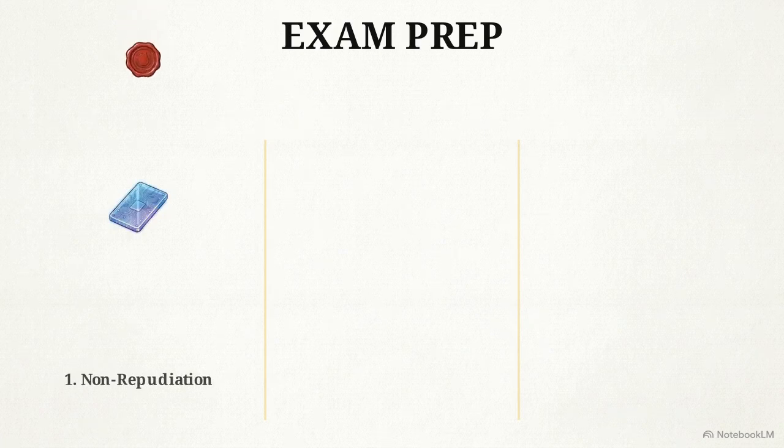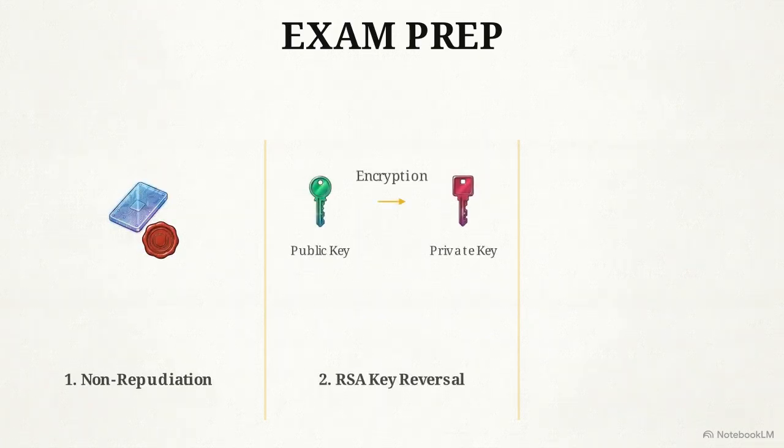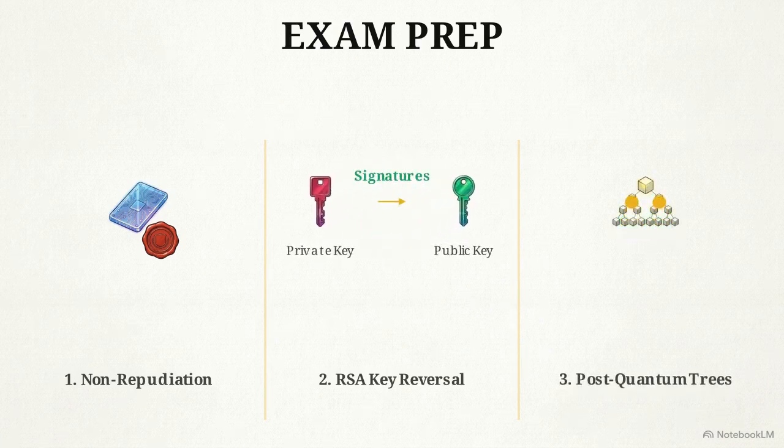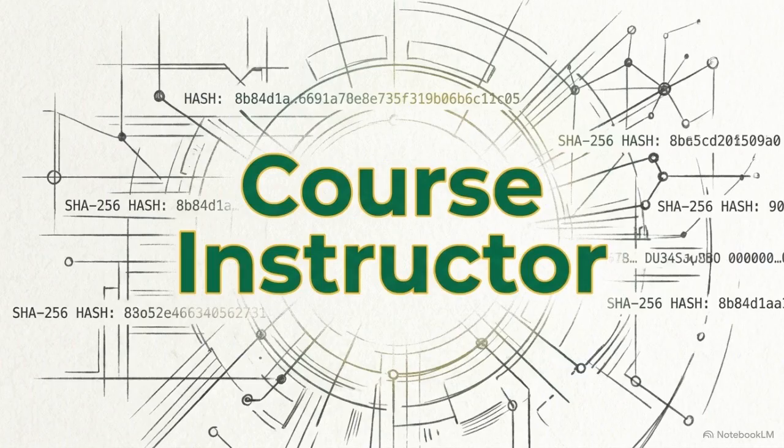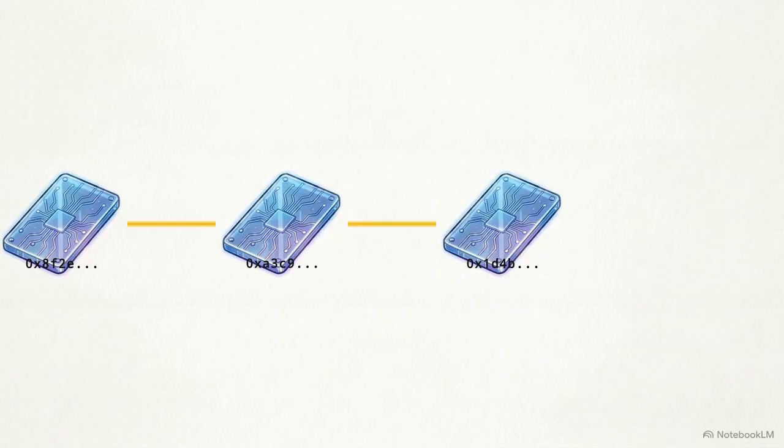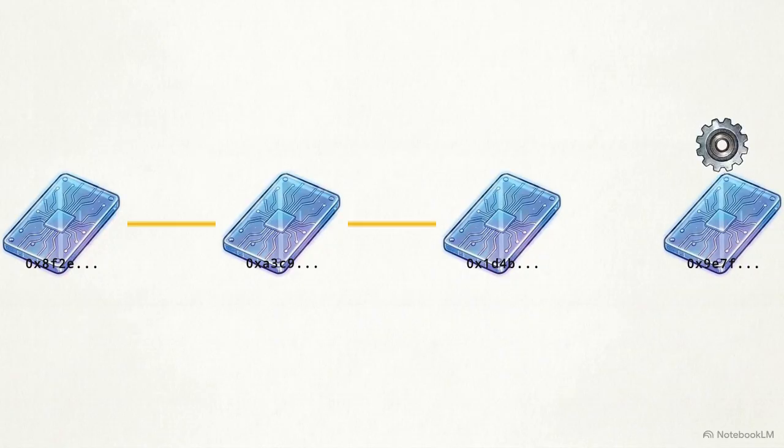For your final exam, ensure you have mastered the mechanism of non-repudiation, the reversal of private and public keys in RSA, and the necessity of hash trees for security against quantum threats. This is Dr. Allah. Mastering digital signatures provides the technical framework for the secure, immutable systems and blockchain architectures you will build throughout your engineering career.